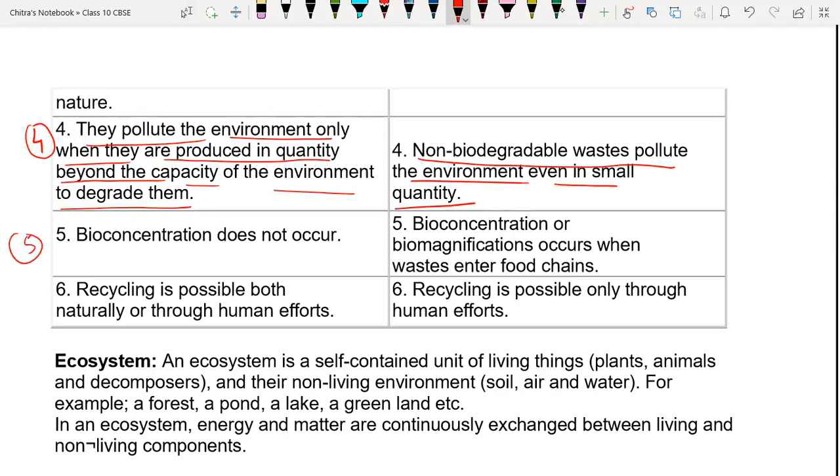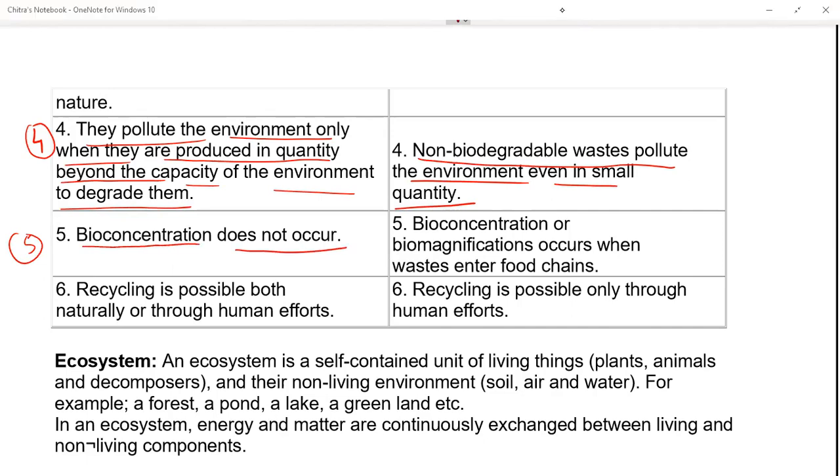Fifth difference, bioconcentration does not occur. Here the deposition of a particular substance or mineral does not take place because they can decompose into simpler form and be reused as a biofertilizer.